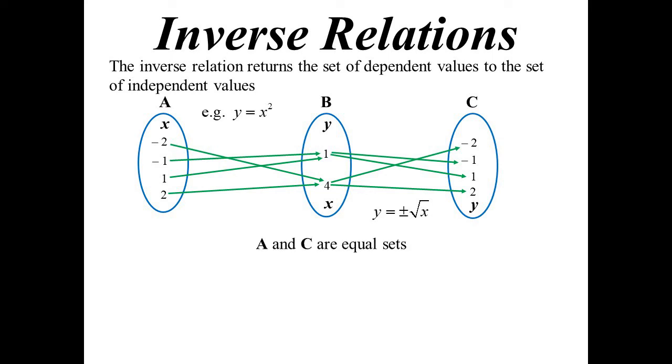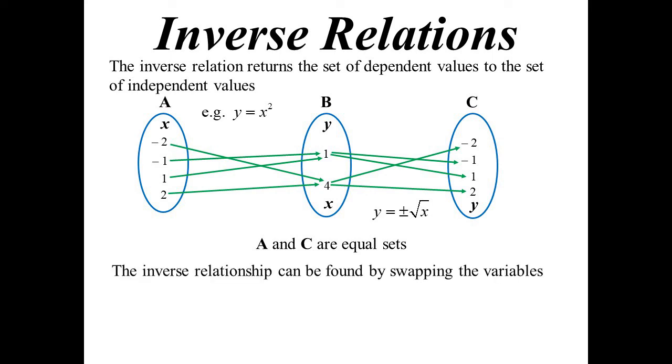So A and C would end up being equal sets because we basically put everything back to where it came from. If you want to find what it is, if you're unsure, just simply swap the variables around and then make y the subject. So we had y equals x squared. So how did I get this plus or minus root x? Well, that's what I did. I swapped the x and the y's around. x becomes equal to y squared, made y the subject. I got plus or minus the square root of x.